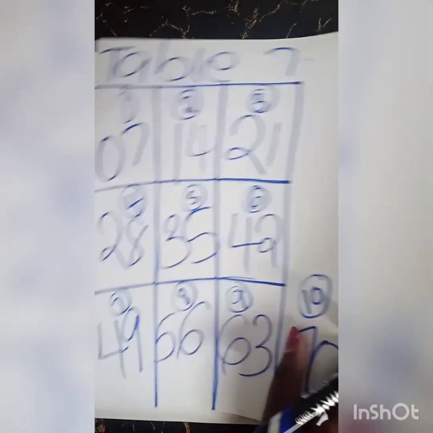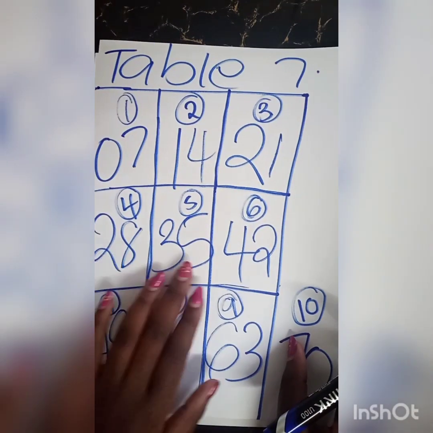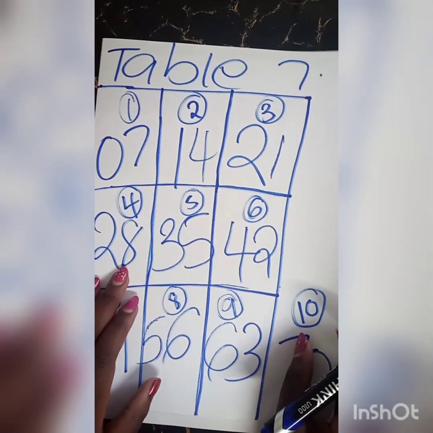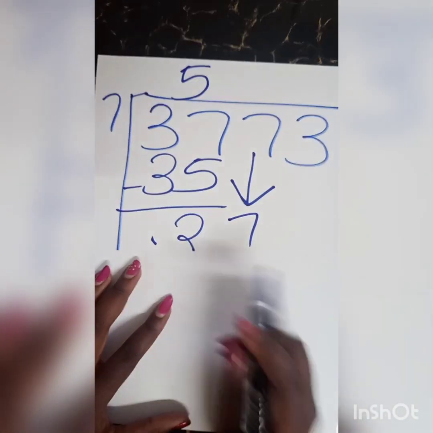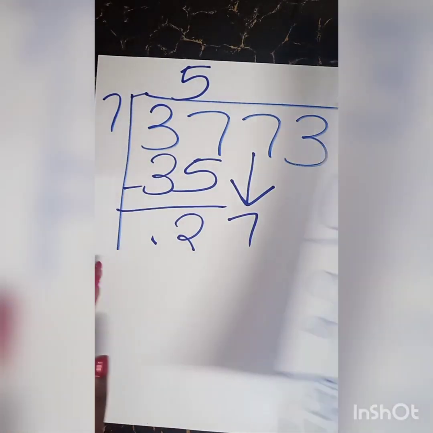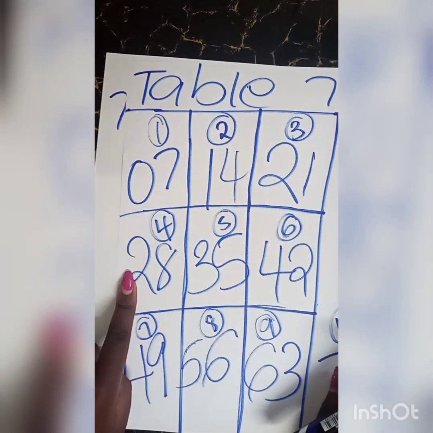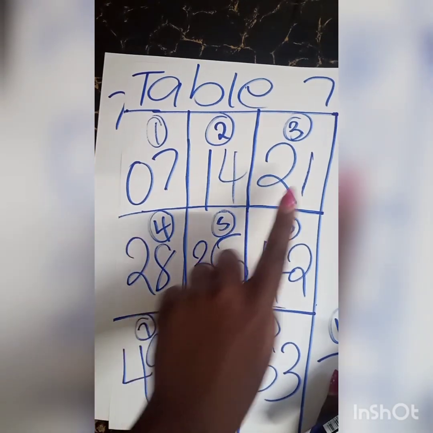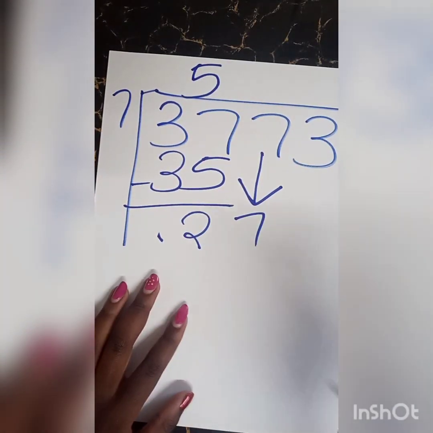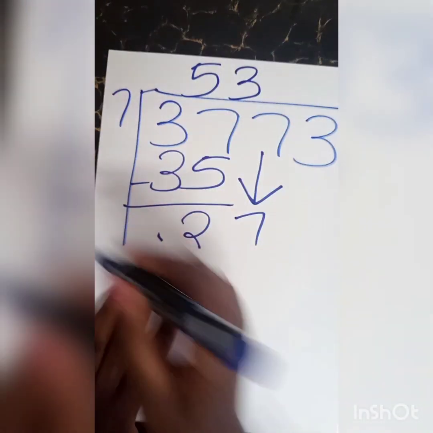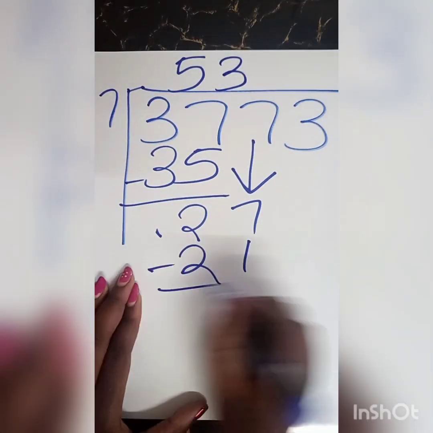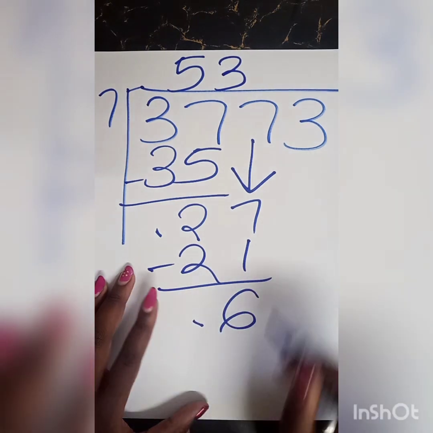Where does 27 fall? 27 is in between 21 and 28. So we'll take 21, because 21 is less than 27. So we'll write a 3 here because 3 times 7, as you've seen, is 21. 27 minus 21 is 6.